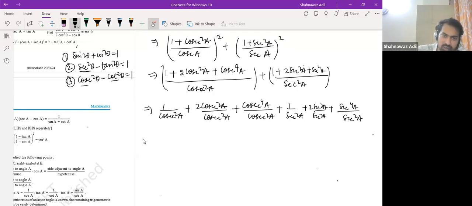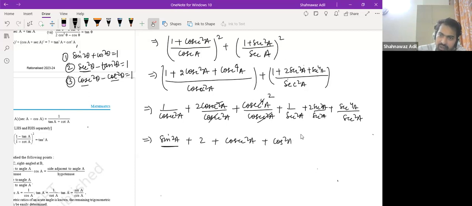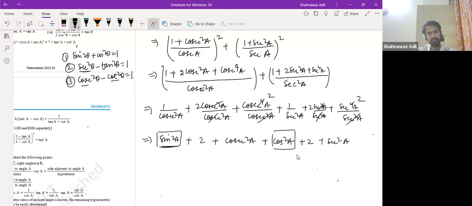Yes, sir. Okay, so 1 by cosec square A is what? Sine square A. And you will see why I am writing it like this. So this is canceling, so this is 2. This is cosec square A. And again this is cos square A, this is canceling, this is 2, and we have sec square. So what is this one and this one? 1. So we have 1 plus 2 plus 2, 5, plus sec square A plus cosec square A.